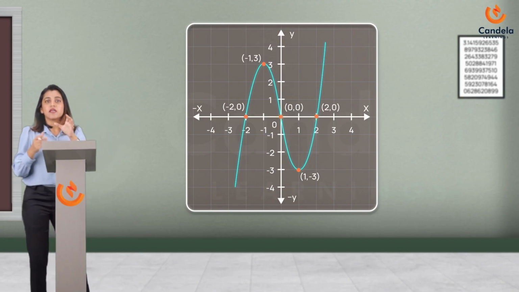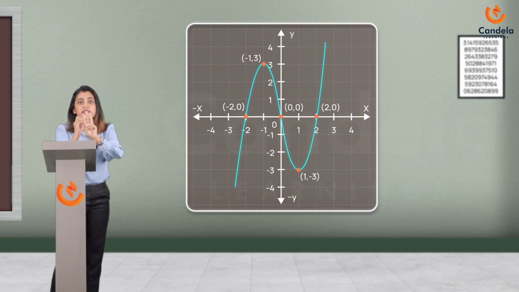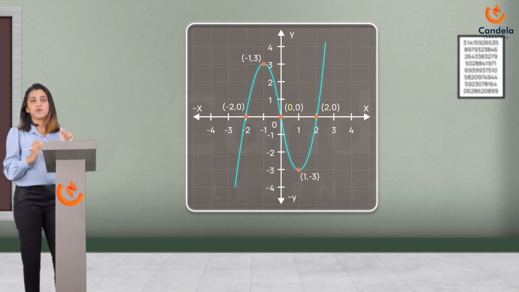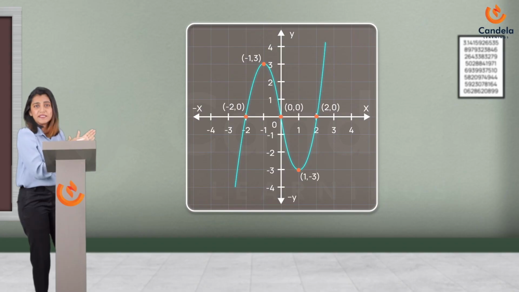And we know that the zero, which means you can see 3 points and the x-coordinate of that point is the zero of this polynomial. Here it is minus 2, 0 and 2. We got 3 zeros. They are the x-coordinates of the points where the graph cuts x-axis. So in this case it is minus 2, 0 and 2.